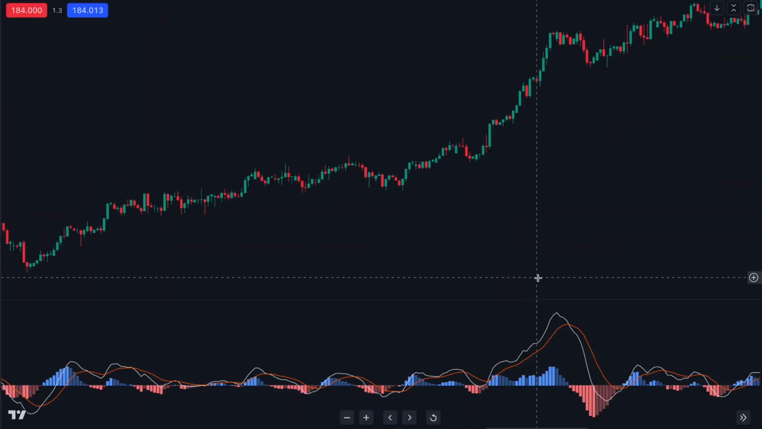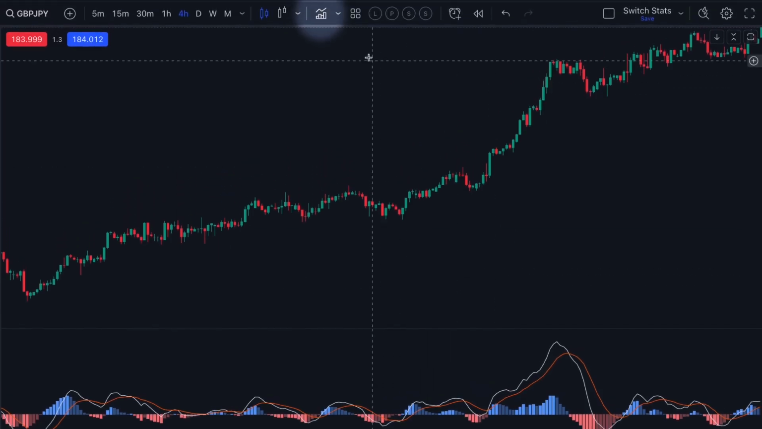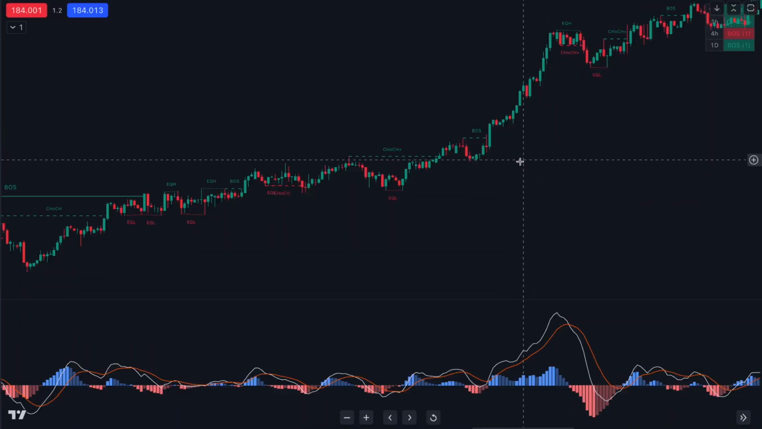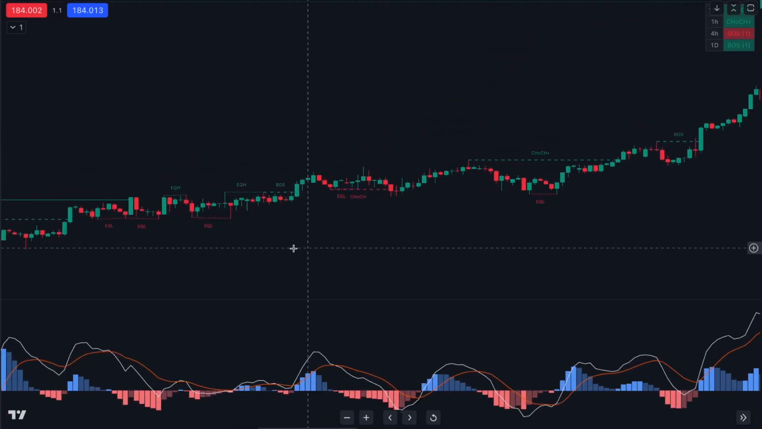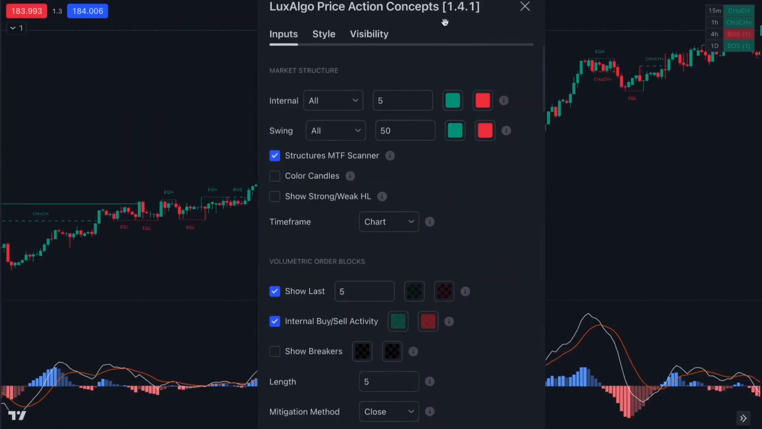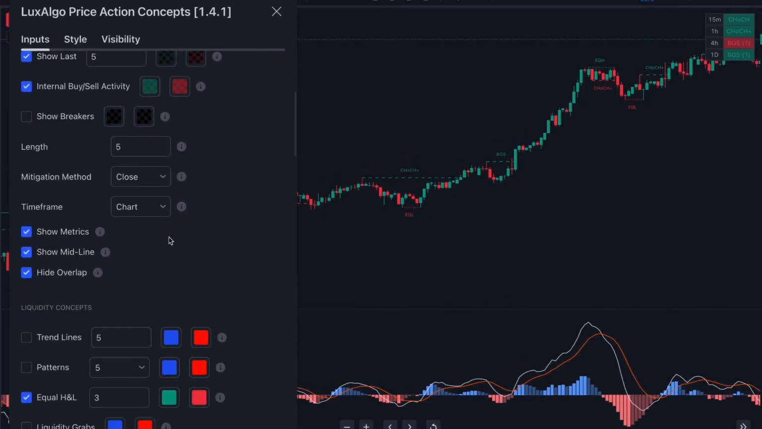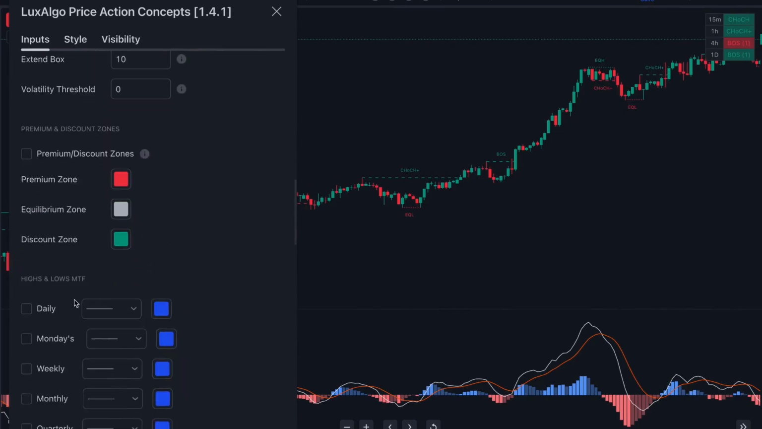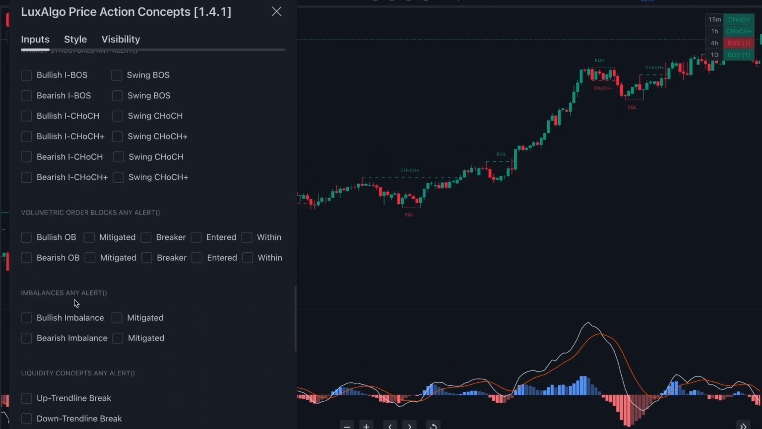Now, as promised, let's go to the Indicators tab and search Price Action Concepts, this one by LuxAlgo. This indicator automatically plots market structure so we can know exactly where we are in the market without doing it manually. It has many options relating to price action that we can toggle on and off, such as the liquidity grabs, but for this strategy we want to scroll all the way down to the Custom Alert Creator.